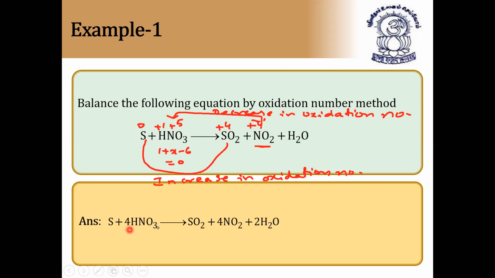So sulfur combines with 4 moles of nitric acid. Why? Because 4, here 2 oxygen, 2 hydrogens are there, and nitrogen changes from +5 to +4. By seeing, just by hit and trial method, there's one sulfur here, one sulfur, one nitrogen, but here one nitrogen and 3 oxygens, and here 2 plus 1, 3, 3 plus 2, 5 oxygens. So definitely we have to balance oxygen as well as hydrogens, only one hydrogen, 2 hydrogens. So we have to balance hydrogen and oxygen. So by doing the crisscross method, sulfur combines with 4 moles of nitric acid to form sulfur dioxide plus 4 moles of nitrogen dioxide, because 4 nitrogens are there, plus 2 moles of water.